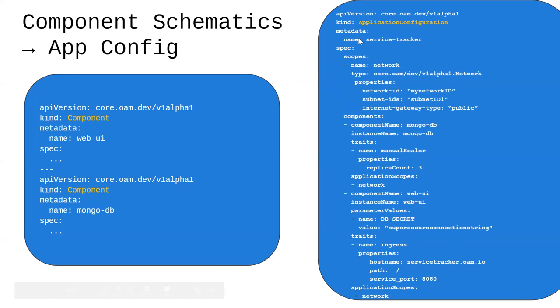Another interesting thing about application configurations is you only need either an application scope or a component to deploy a configuration. So if I wanted to go ahead and actually set up all my scopes ahead of time because I have a good idea of what my grouping constructs will look like, you could go ahead and just instantiate a network scope and then add the components in later by just referencing the name here.